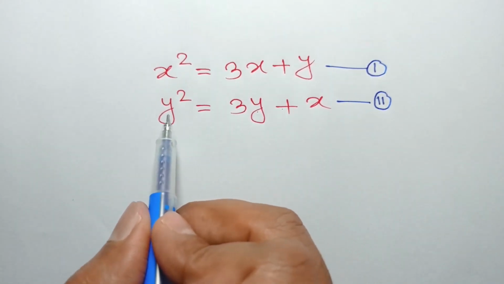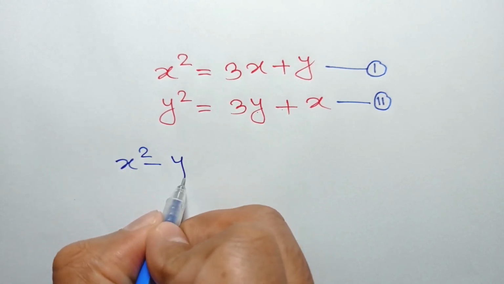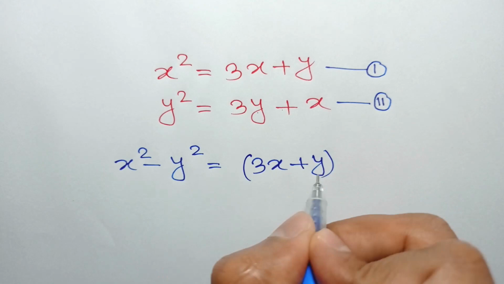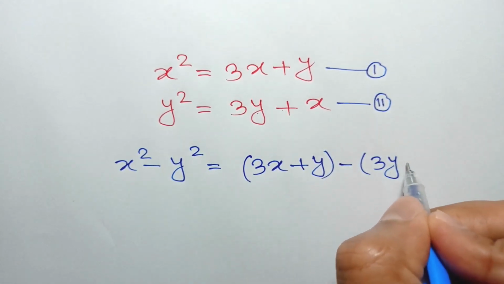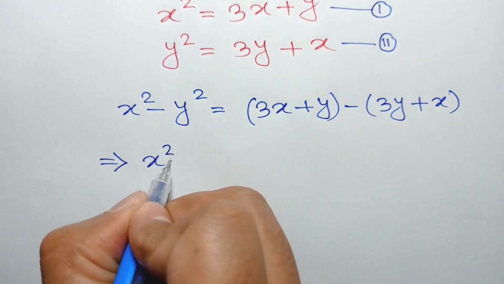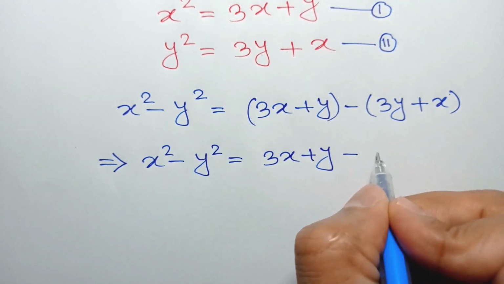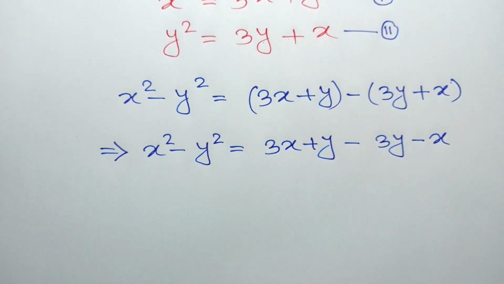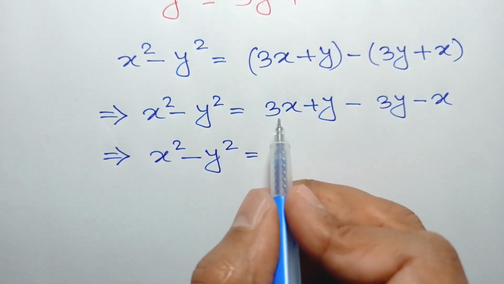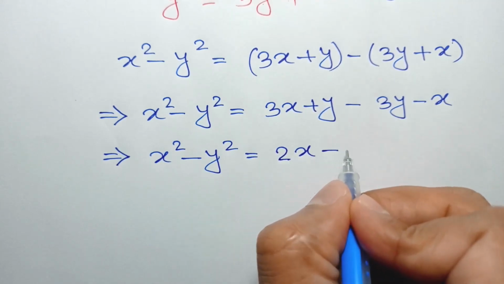If we subtract equation 2 from equation 1, we can write x square minus y square is equal to 3x plus y minus 3y plus x, or x square minus y square is equal to 3x plus y minus 3y minus x, or x square minus y square is equal to 3x minus x is equal to twice x, and y minus 3y is equal to negative twice y.